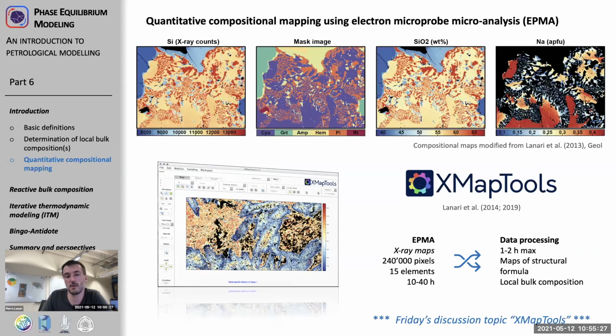And I have to mention here, I will say it again on Friday, that if you take this example, if you have the maps and you want to go to the end, it's about 1 to 2 hours maximum data processing if you are already experienced with the technique. So, and we are trying to make it even faster. So it's much less effort than if you have to just do the data reduction for 200 or 300 spot analyses on the same area.